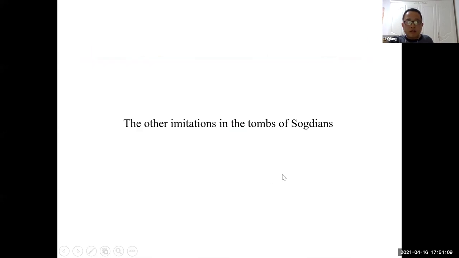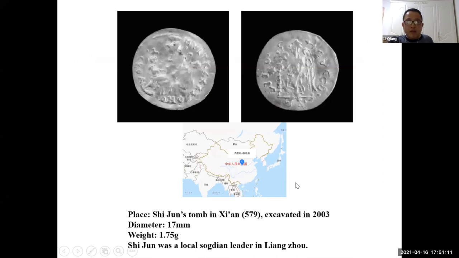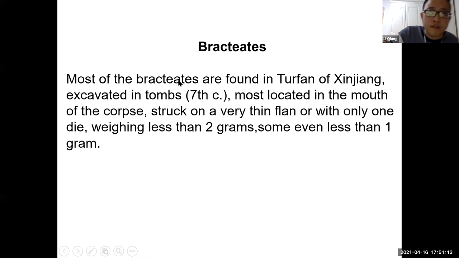And some other example. Most of the blankets are found in Turfan of Xinjiang province, which used to be an important center for the Silk Road, where a lot of business was done, and the foreigners who came to China, their first stop would be this place.